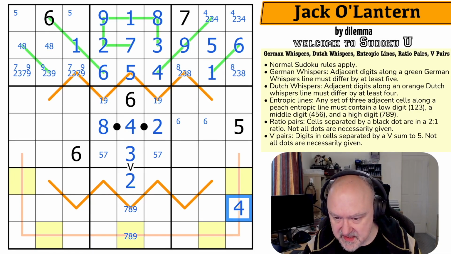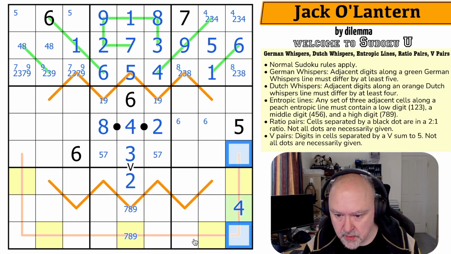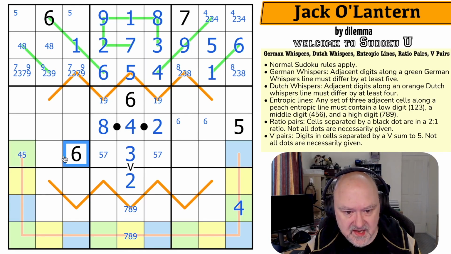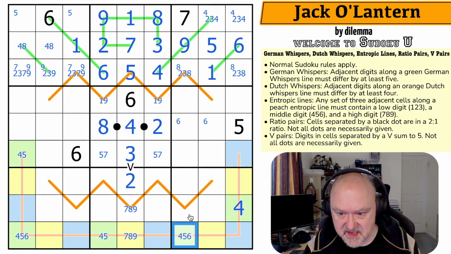So this is the mid digit, which means these are both low, which means this is mid, low, mid, low, mid, low, mid. So this is 4 or 5 because it can't be 6. This is 4, 5, 6. This is 4 or 5 because it can't be 6. This one is 4, 5, 6.